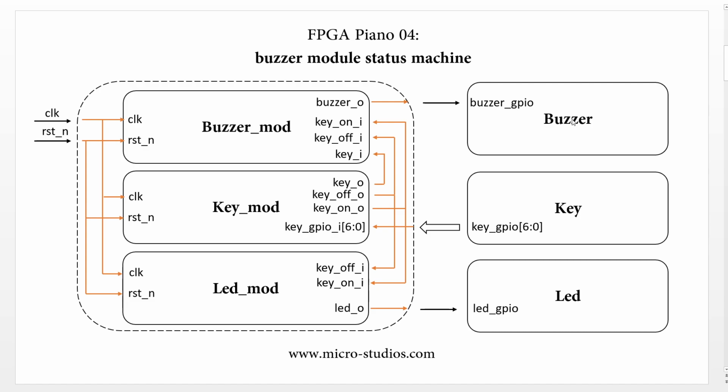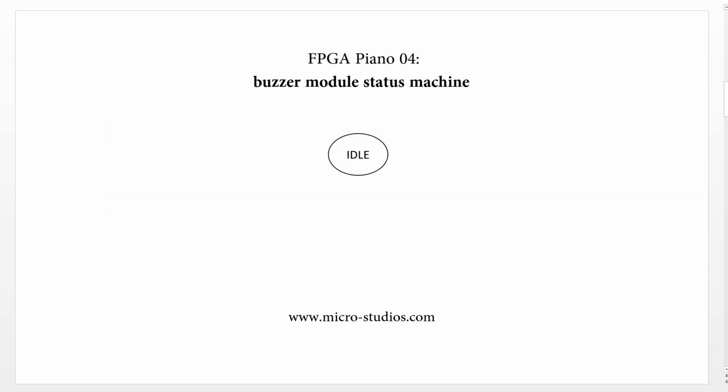Okay. So let's take a look at the state machine for the buzzer module. For the buzzer module, the first state is always the idle state. This module is very simple. So the next state is the buzzer state.